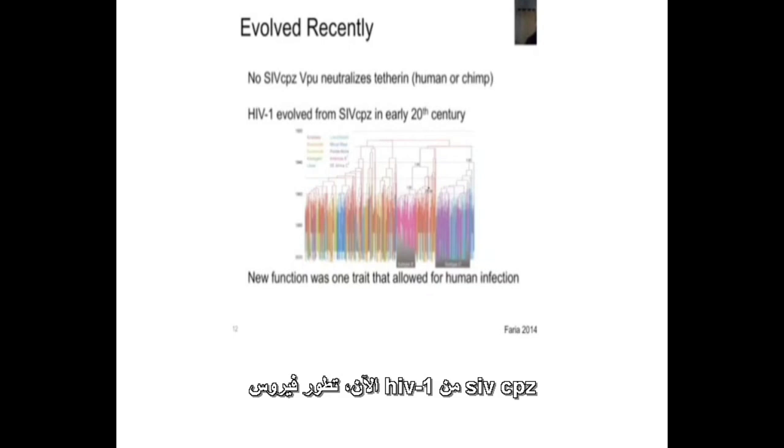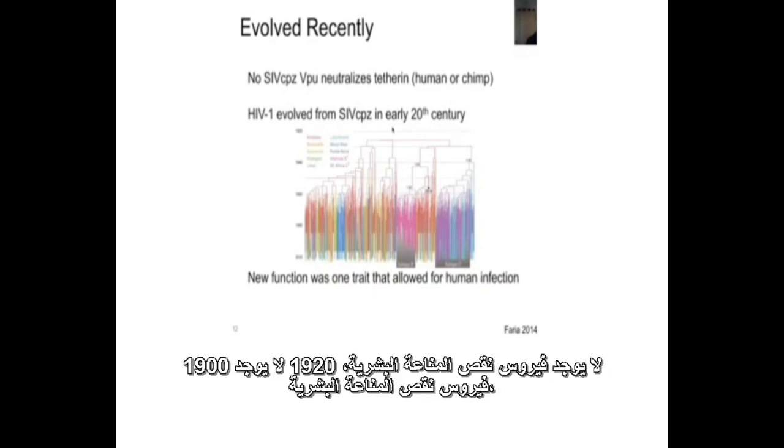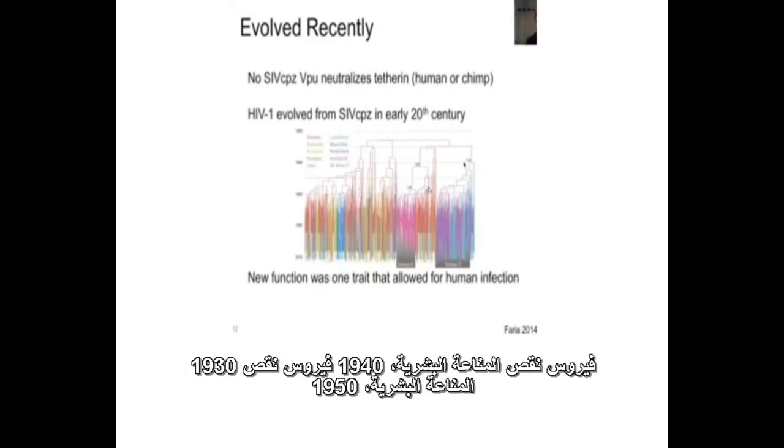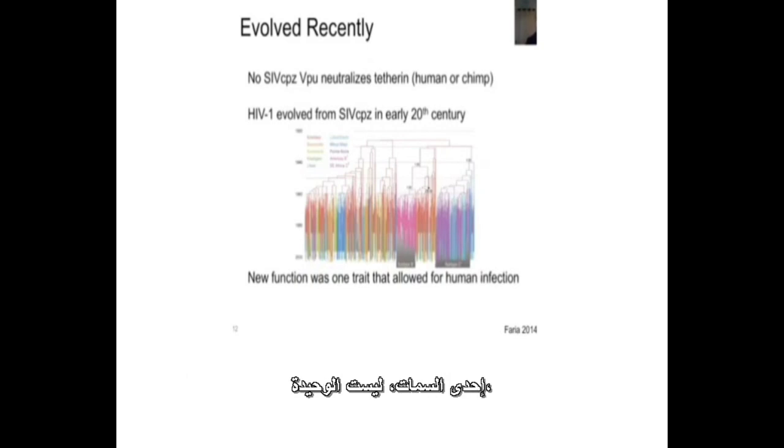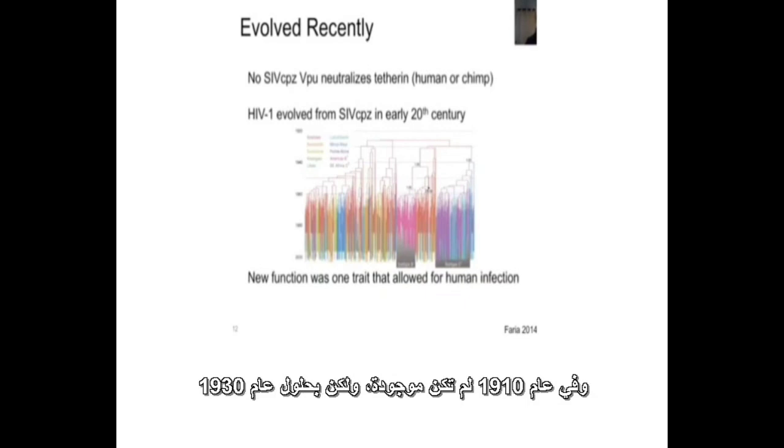Now, HIV-1 evolved from SIV-CPZ in the early 20th century. You can see that in this figure right here from a 2014 paper. 1900, no HIV. 1920, no HIV. 1930, HIV. 1940, HIV. 1950, HIV exists. This new function was one of the traits, not the only one, but one of the traits that actually allowed for the mutated variant of SIV to jump into humans. So in 1900, this trait is not there. In 1910, it's not there. But by 1930, it's probably there.